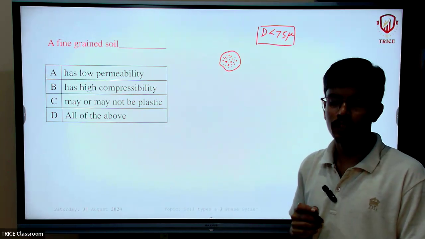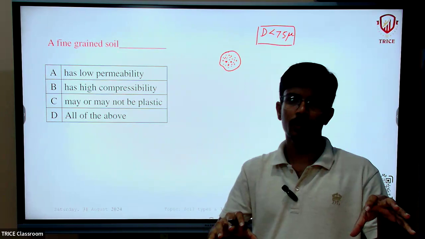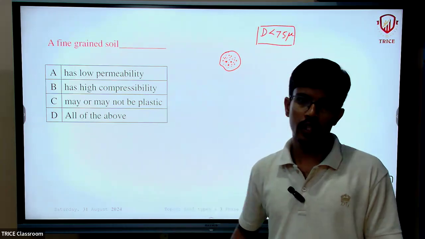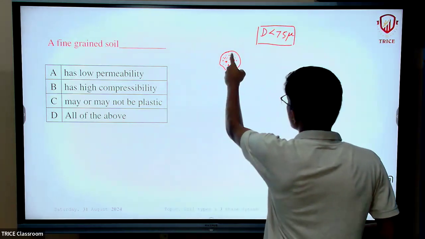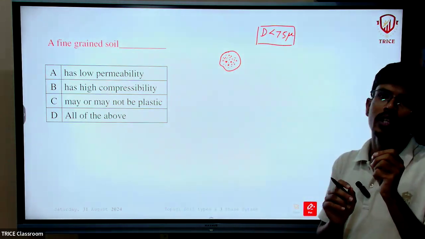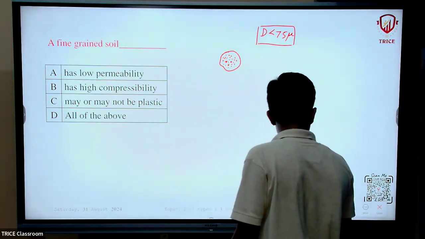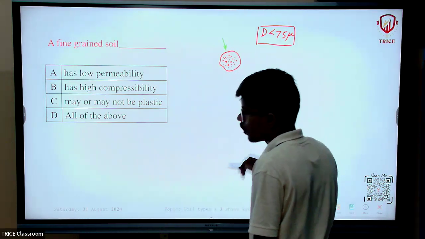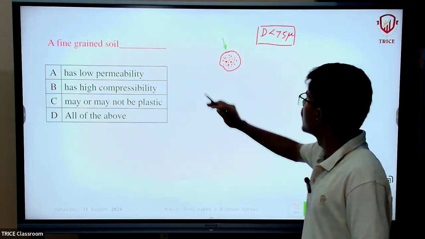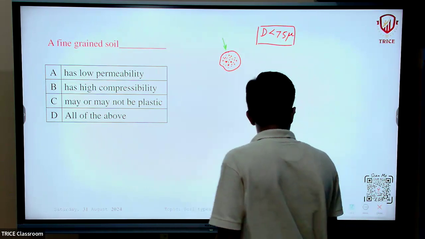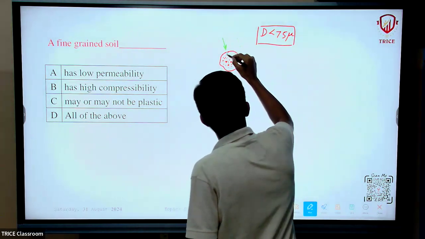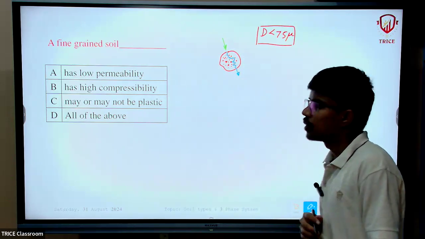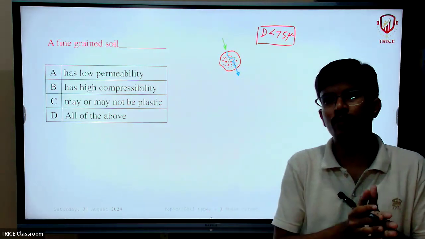What is meant by low permeability? Permeability is the ability to move water along the voids. In fine grained soil the particle size is very small, and the voids are like that. When we pour water in, because of the numerous soil solids obstructing it, the water takes a longer path through the voids. So we have low permeability, because the movement of the water is very slow.